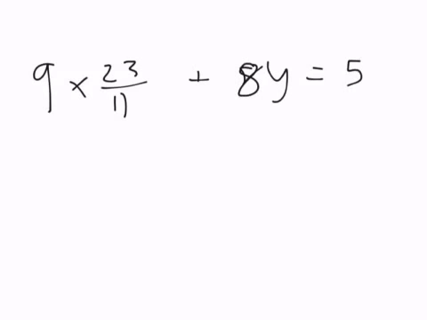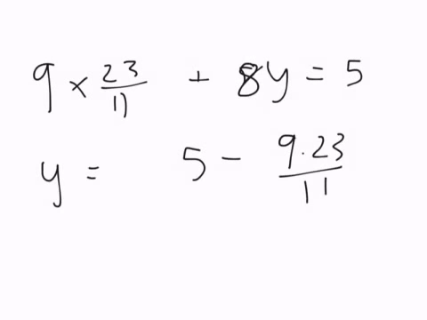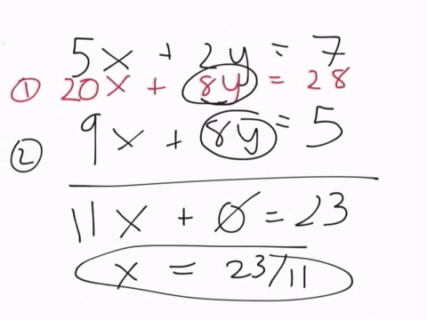So, we can just rearrange. Y equals 5 minus 9 times 23 over 11, divide by 8. Put that in a calculator and you will have the right answer. So now we've got x and y. Brilliant. This method is called elimination because we eliminated the y. Or x, we can do that and it will still be called elimination.